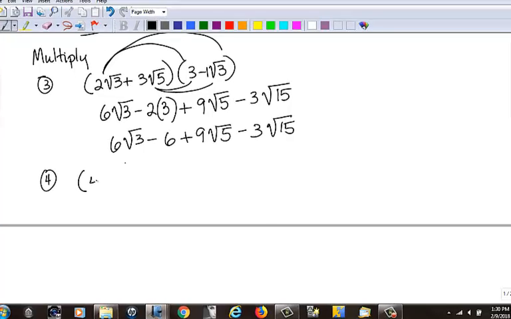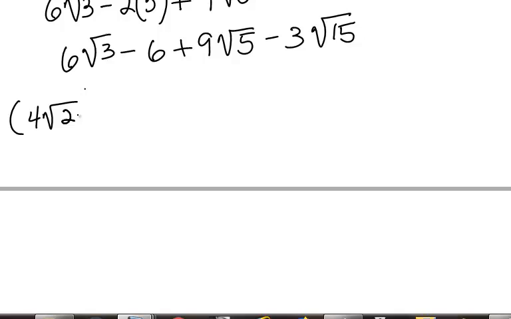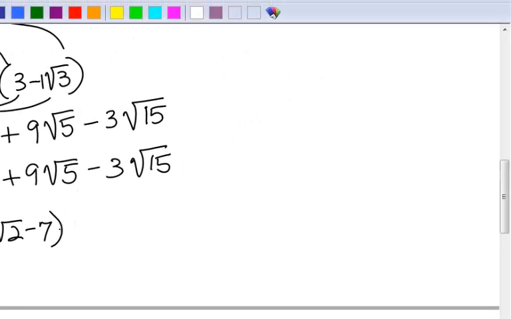The quantity 4 radical 2 plus 7 and 4 radical 2 minus 7. Now, before I multiply this out, you could look at this and do the shortcut. Recognize this as a plus b times a minus b. If you have a plus b times a minus b, when you multiply that, you get a squared minus ab plus ab.